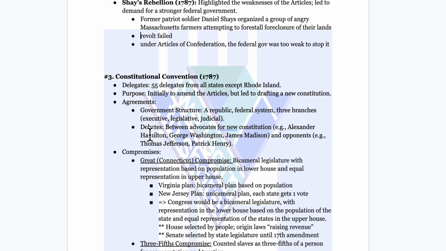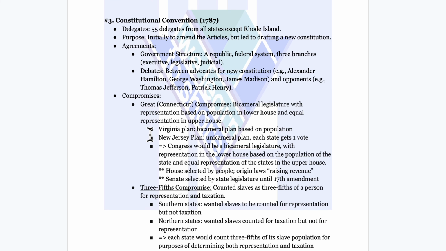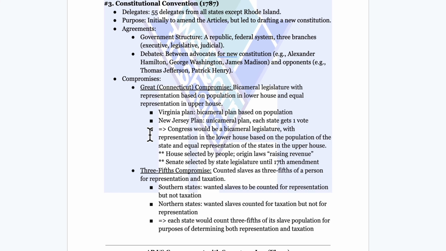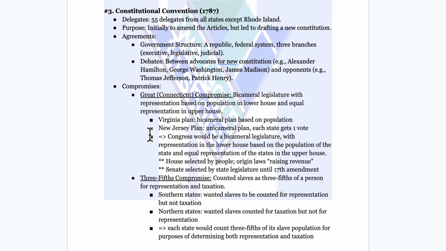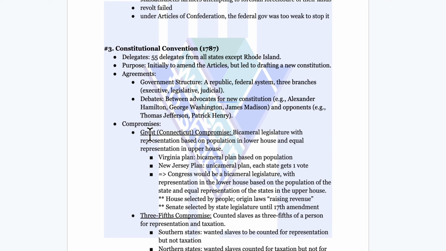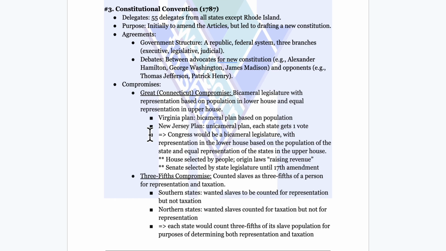And hence, this led to the Constitutional Convention of 1787, which was held to address these issues. 55 delegates, except from Rhode Island, gathered with the initial goal to amend the Articles. However, they decided to draft a new constitution in the end. The new government structure would be a republic with three branches, the executive branch, legislative branch, and judicial branch, which would have checks and balances.